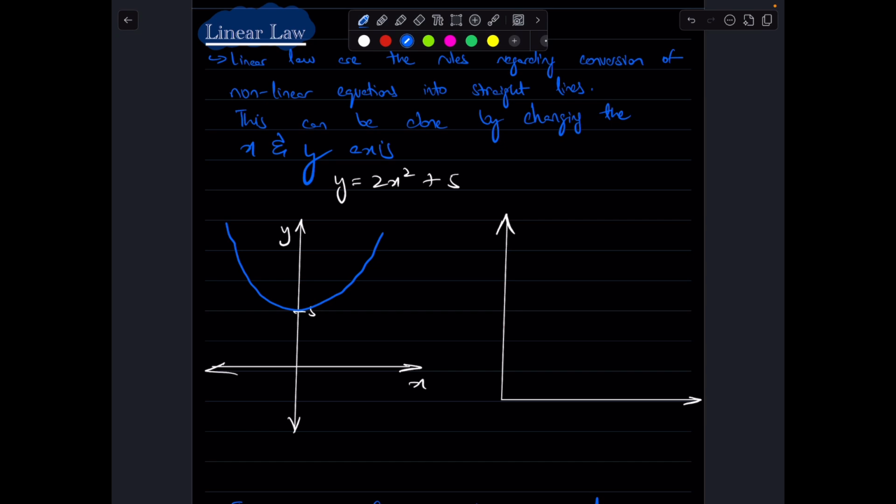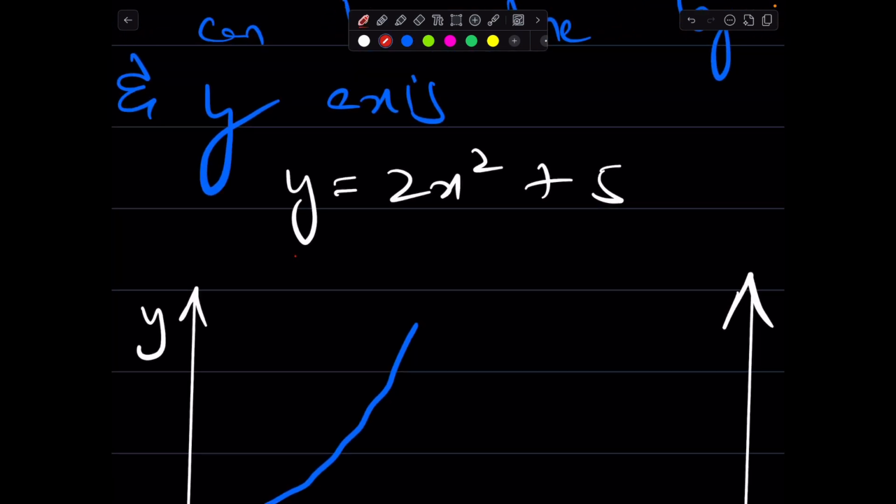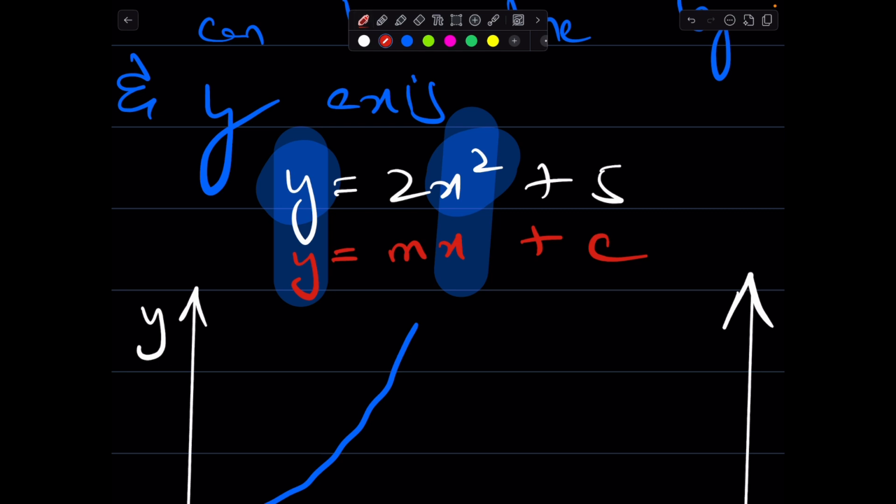But what if we want to plot this as a straight line? To plot this as a straight line, the first step is comparison with y is equal to mx plus c, that is the general form of a straight line equation. By comparison, we realize that y should be plotted on the y-axis and x squared should be plotted on the x-axis. And thus, we compare to realize what we should plot on the x and y-axis. This is why we compare.